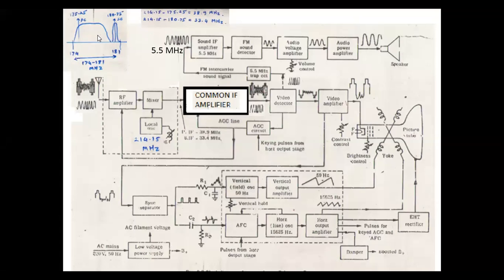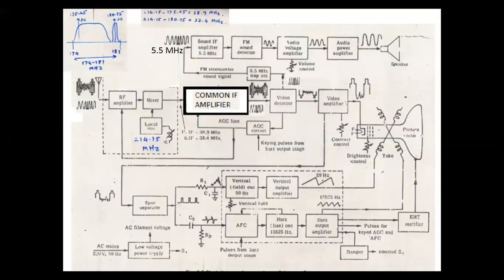Please keep this in your mind that the input of your antenna or input of your television receiver is nothing but this band 3 channel 5. When it is given to the RF amplifier, mixer and local oscillator, the mixing of two frequencies is done, that is the local oscillator and the incoming frequency. So the beating is done and the difference frequency is available. So the output of the mixer is always the intermediate frequency.